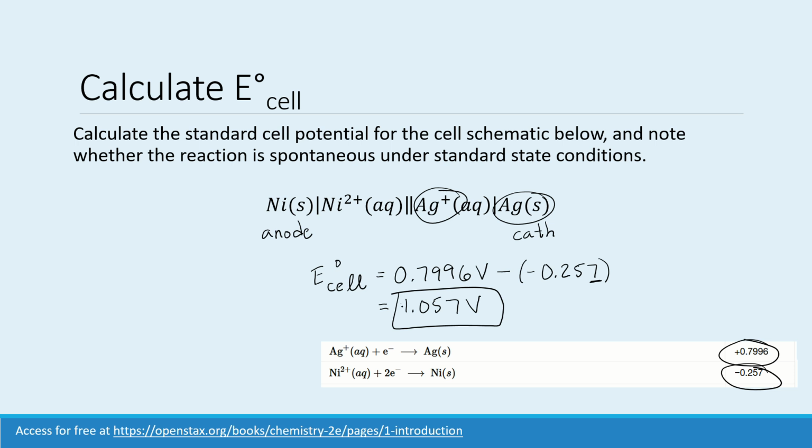And asking whether it's spontaneous or not, this is a positive, right? Positive 1.057 volts, and so that is a spontaneous reaction. Remember, we're just looking at the sign. Positive is spontaneous, negative will be non-spontaneous. Okay, that is it for this section. In the next section, we'll talk about how these cell potentials relate to Gibbs free energy.